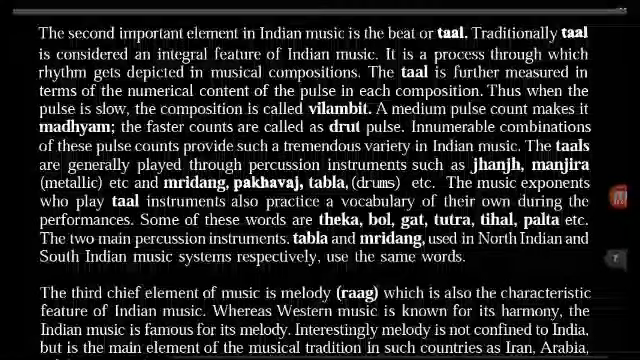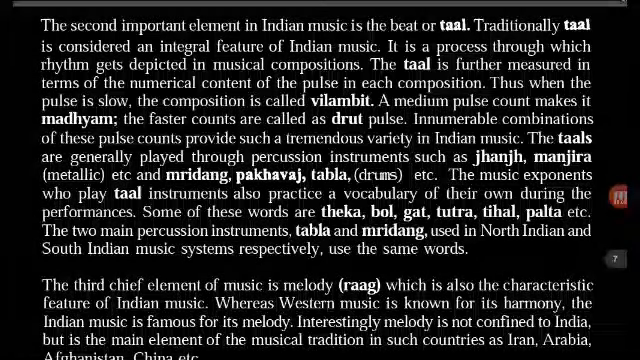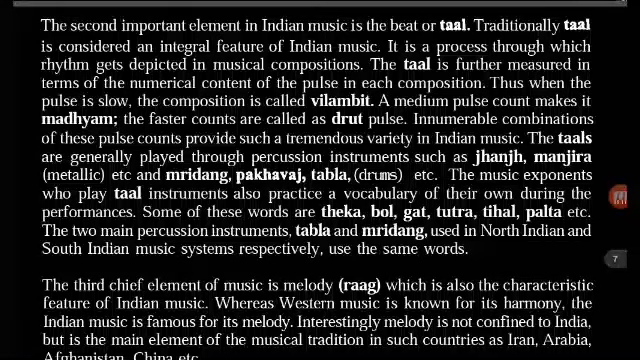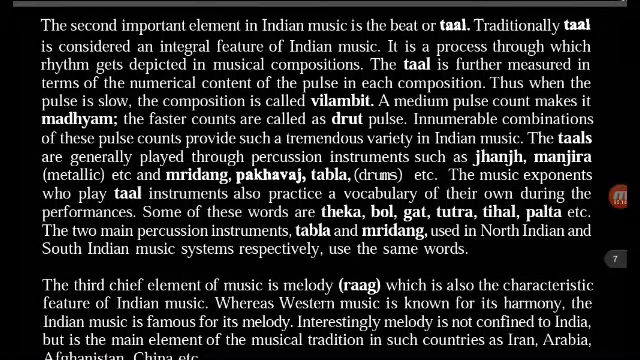The second important element in Indian music is the beat or tal. Traditionally, tal is considered an integral feature of Indian music. It is a process through which rhythm gets depicted in musical compositions. The tal is further measured in terms of the numerical content of the pulse in each composition. Thus, when the pulse is slow, the composition is called vilambit. A medium pulse count makes it madhyam. The faster counts are called drut phase. Innumerable combinations of these pulse counts provide such a tremendous variety in Indian music.